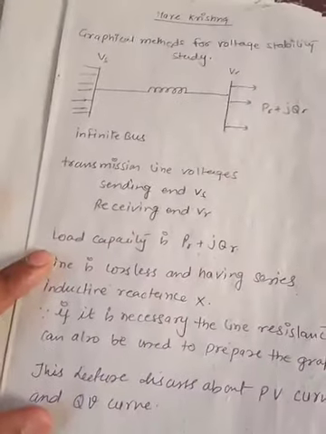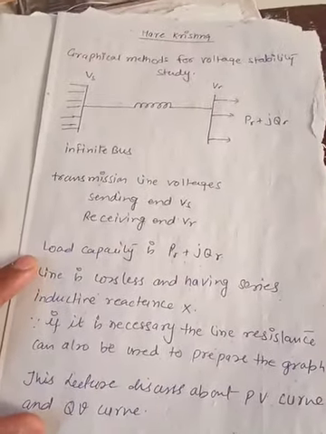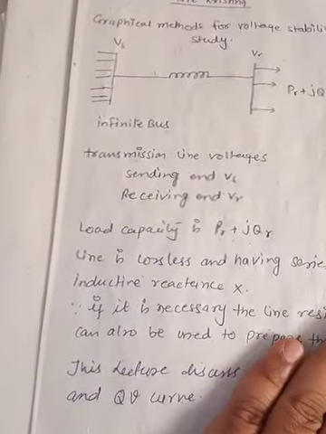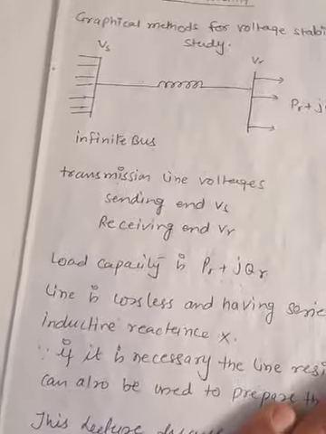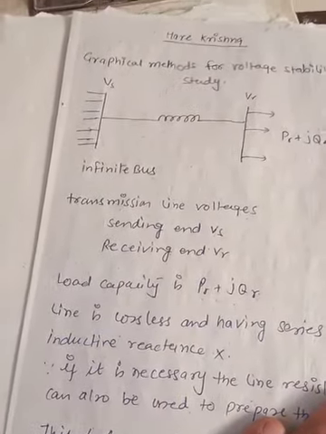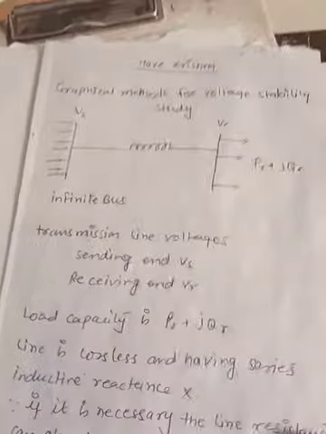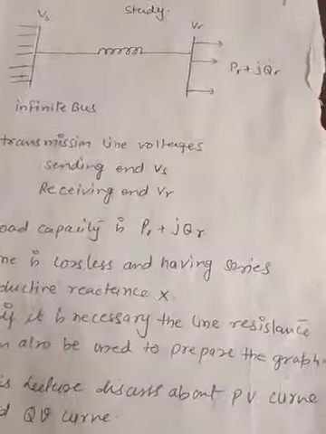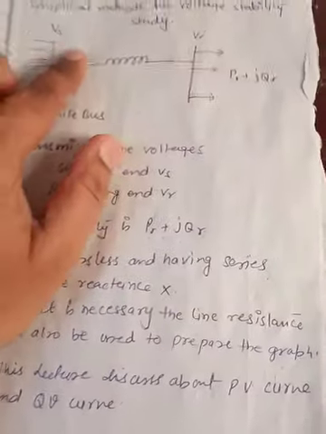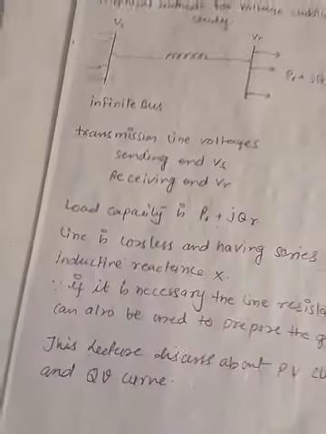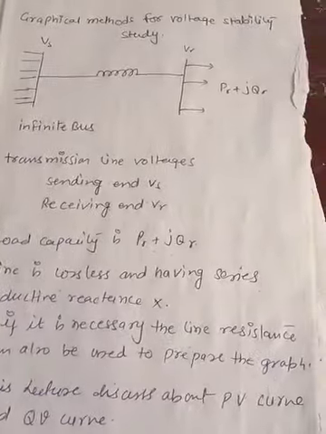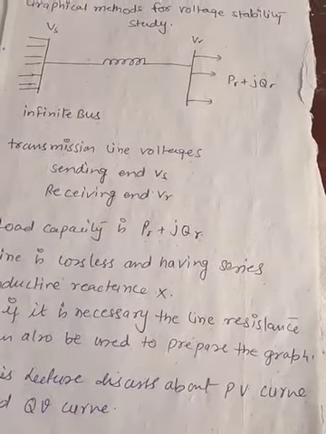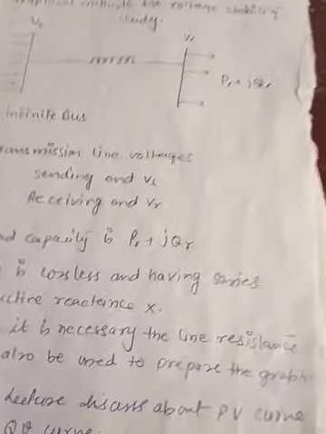Now many times it is required to include the line resistance in the system, but for the sake of simplicity we are not considering the line resistance over here, because for a 2-bus system it is generally negligible. But for a particular application you can consider R over here. Now in this lecture we will discuss completely what the PV curve method and QV curve method are and how we can analyze.